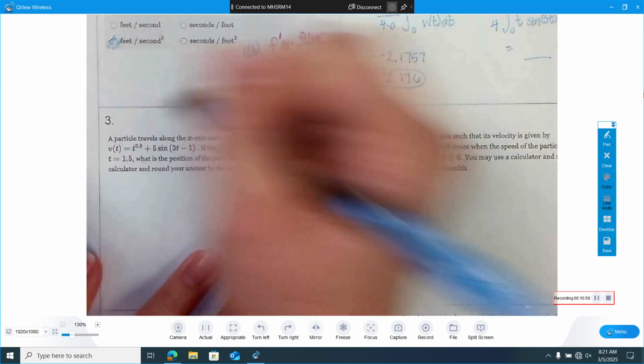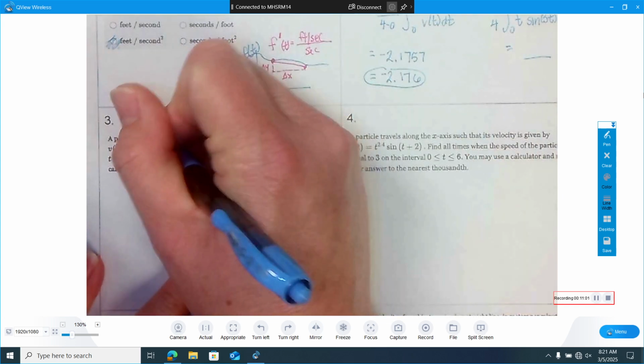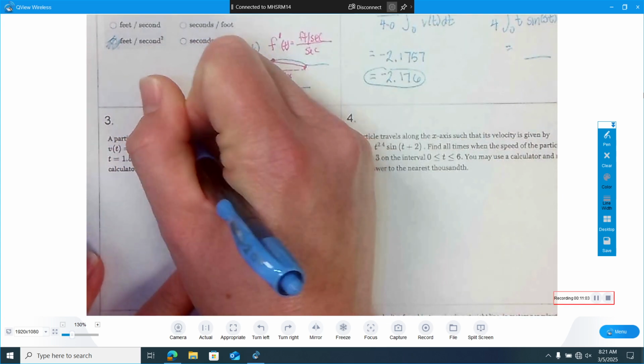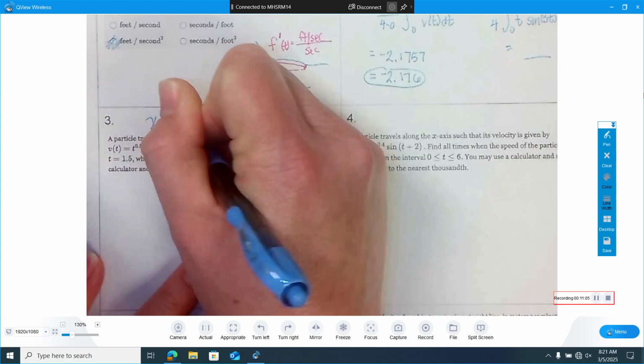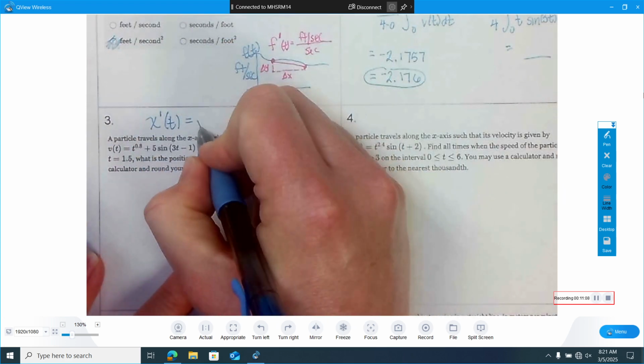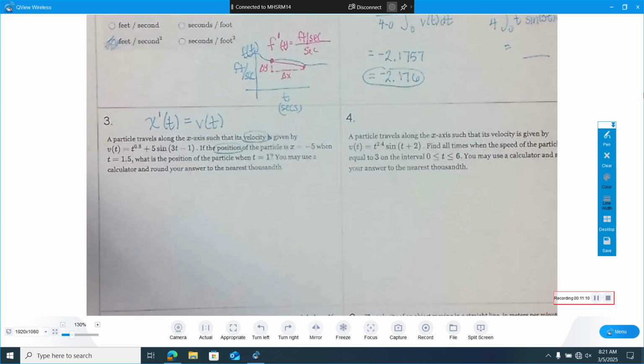Velocity is the derivative of position, that's right. So if x is my position function, the derivative of our position function is velocity. And that's an important thing to write down on your AP test if they give you that. The derivative of your position function is velocity, because it shows the relationship between the two. That's kind of a nice thing.